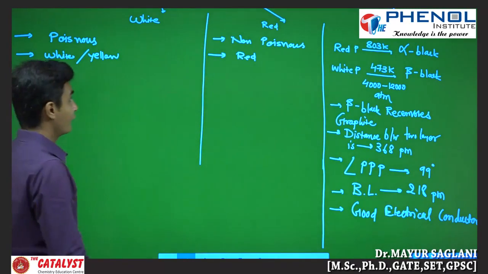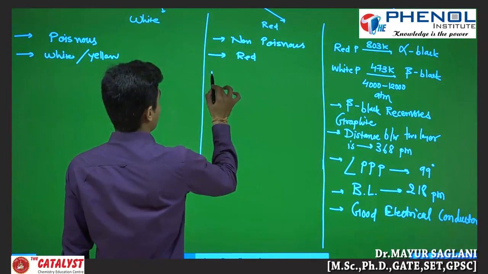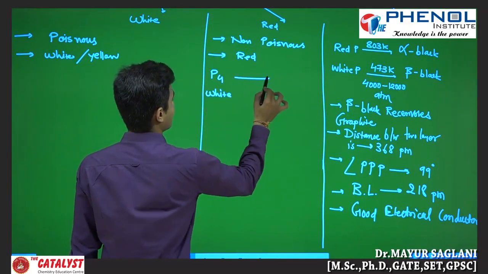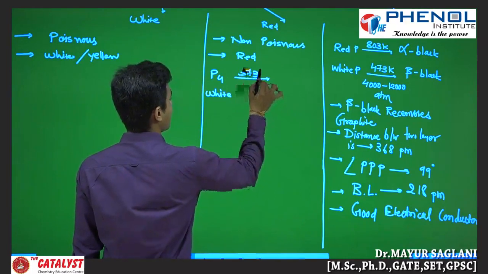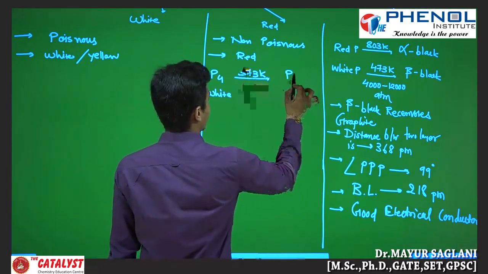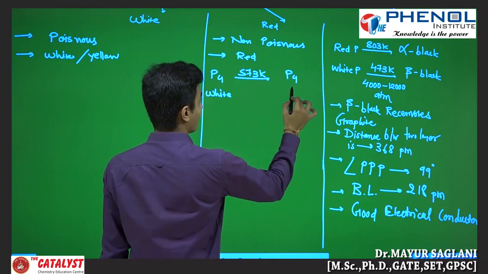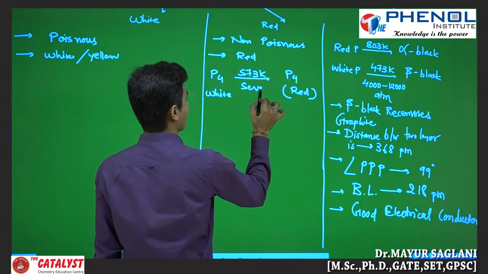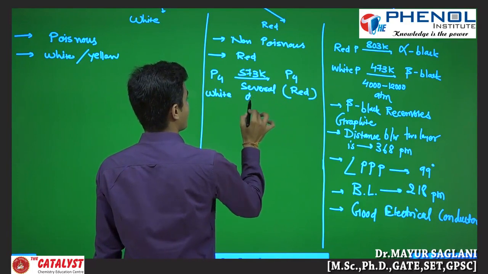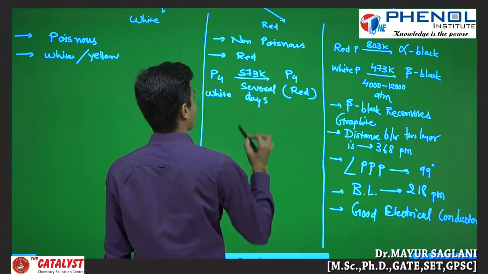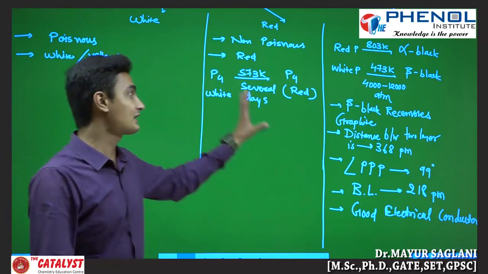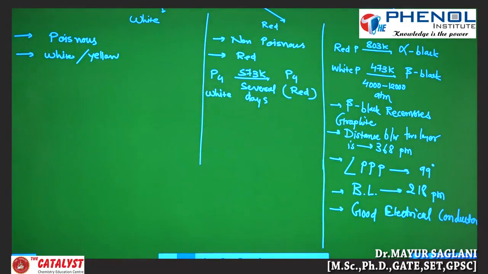Fine. If you want to prepare red phosphorus, then white phosphorus is heated at 573 Kelvin temperature. It will be converted into P4 red phosphorus, but you have to keep it for several days. Okay, 3 days, 4 days, you have to put it for some days. At 573 Kelvin, this white phosphorus will be converted into red phosphorus.